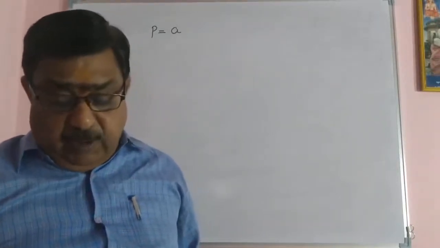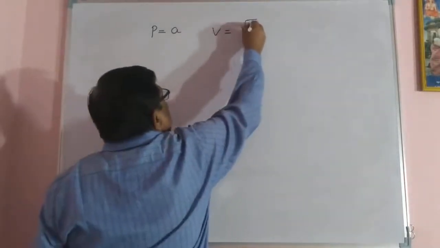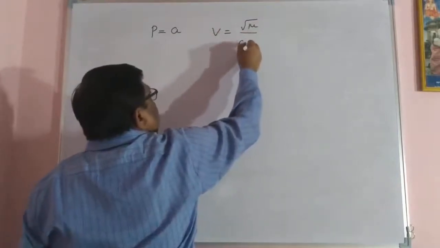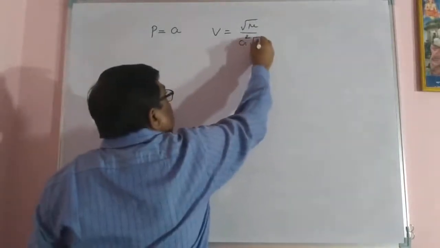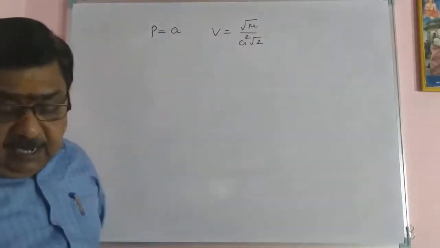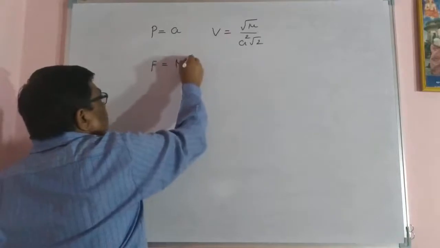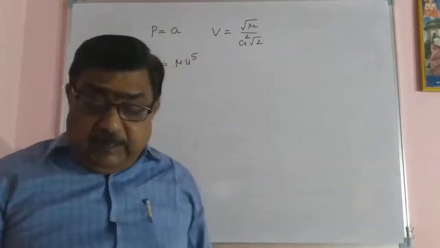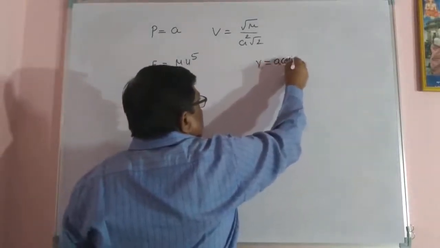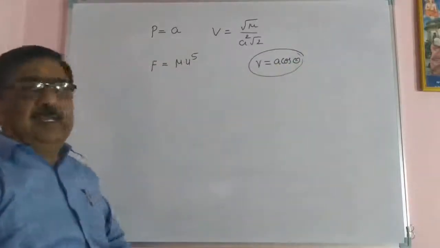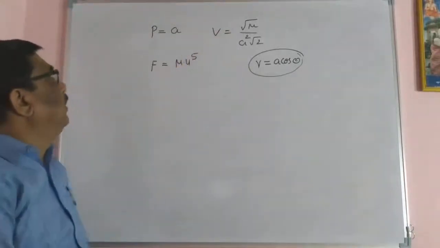P is equal to r equal to a, with the velocity given. It is root mu divided by a square into root 2, under the action of the central force F equal to mu u raised to 5. Then prove that the central orbit is r equal to a cos theta. This we have to prove. I would like to prove it with the help of these three given conditions. So, proof.